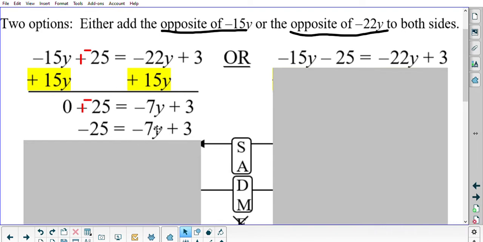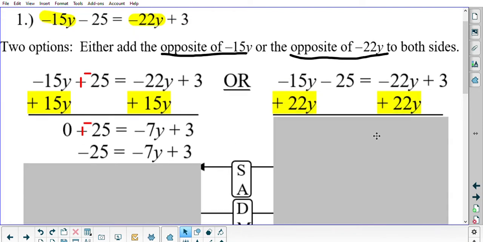All right, so anyway, that would give you the variable on just the right side. You would get negative 7y plus 3 on the right, and the variable is now gone on the left because negative 15y plus 15y gives you 0. It actually gives you 0y. We talked about this the other day. 0y means 0 times y, which is just 0, and 0 plus negative 25 is negative 25. So that's how that works.